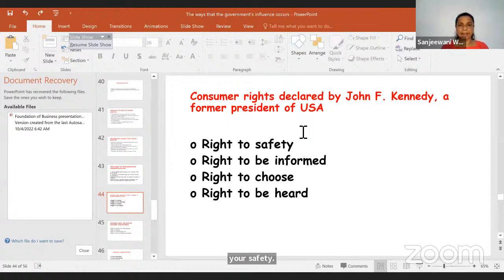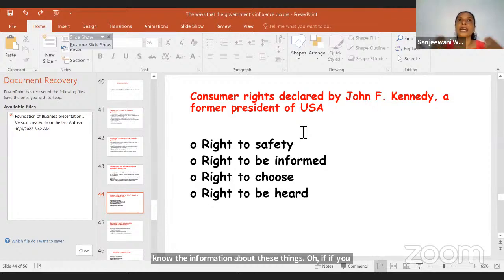Okay, then if you take the right to be informed, what is that? Children, consumers buy goods and services to fulfill their needs and wants, right? So the consumer has a right to obtain relevant information regarding that. Now when you go and choose the product, if you don't know the information about these things, you have a right to ask and to get educated: how to use this, whether there are any side effects. That is the right to be informed, right?